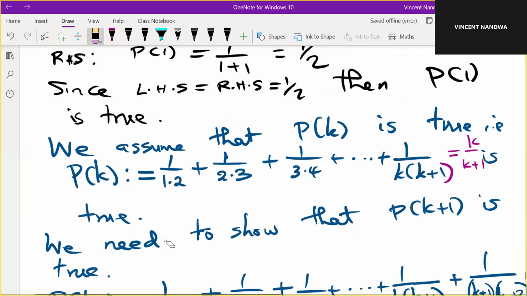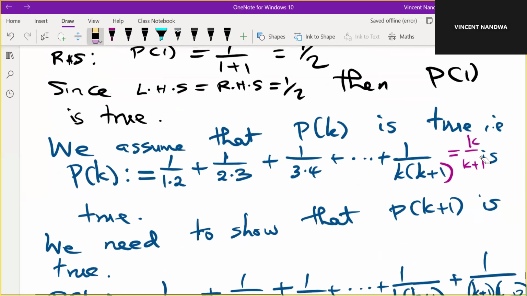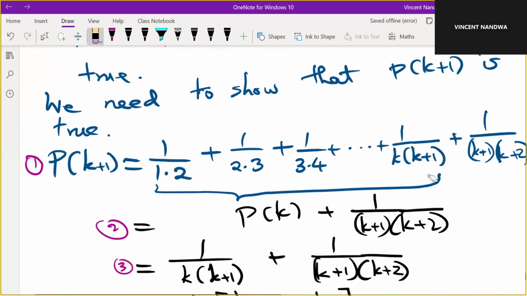So now when you have 1 over 1 times 2 plus 1 over 2 times 3 up to 1 over k into k plus 1, its answer is k over k plus 1. Right? Yeah. So that is what we need to replace here.